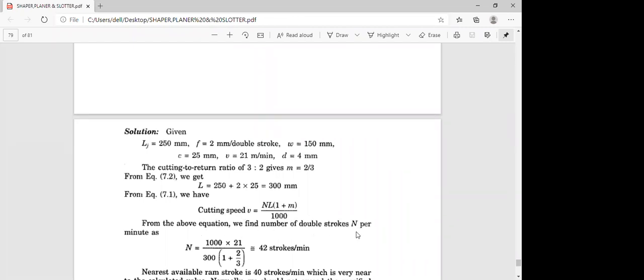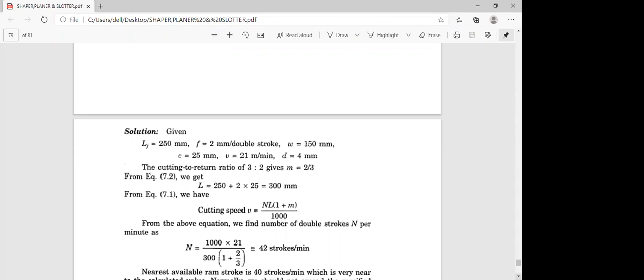Double strokes. If you have to calculate capital N here, you have to use the cutting speed formula. That is, cutting speed V is equal to capital N into L into (1 plus m) by 1000. This is one of the formulas that is used for the objective type. So N is equal to 1000 into V, where V is the cutting speed, 21 meters per minute.